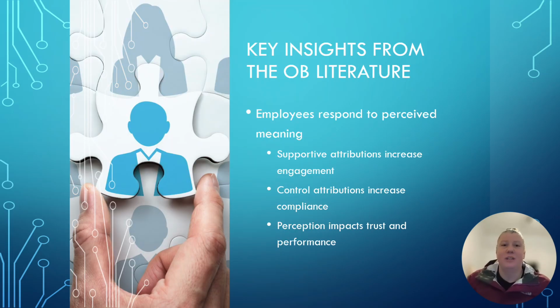My focus was on perception and attribution in decision making, especially in regulated, project driven environments. The biggest takeaway from the literature is that employees rarely respond to decisions themselves, they respond to what they believe those decisions represent. Supportive attributions increase engagement. Control oriented attributions increase compliance, but not commitment. At the group and organizational levels, perception influences credibility, ownership, and long term performance. The literature reinforced that perception is not a soft variable, it directly impacts trust, execution quality, and performance.